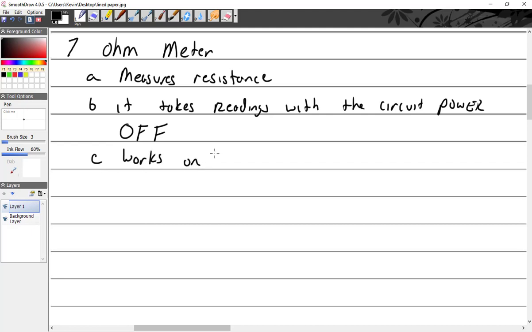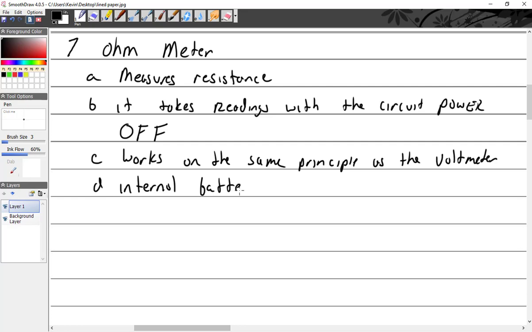It works on the same principle as the voltmeter. It has an internal battery. How many batteries does the Simpson have? Two. Yep, it has an internal 1.5 and 90. Internal battery. That's not proper because it'd be batteries, but batteries to provide needle movement.